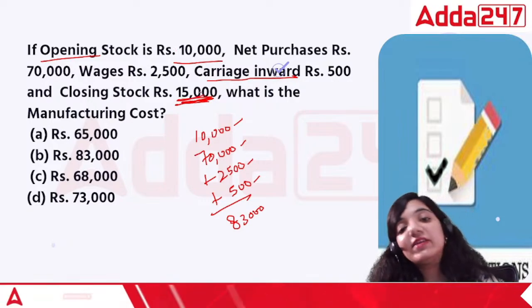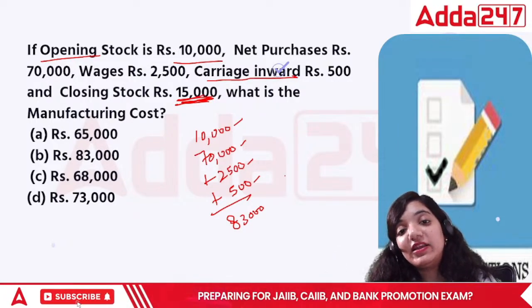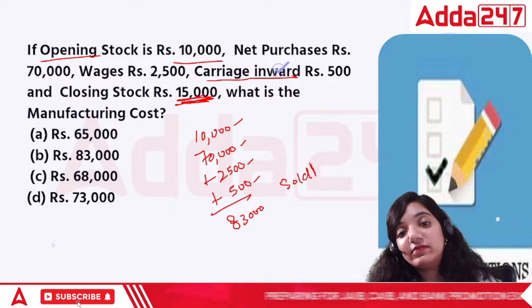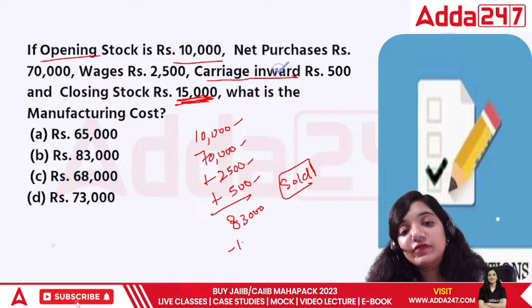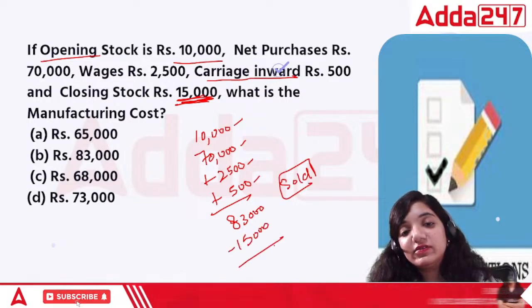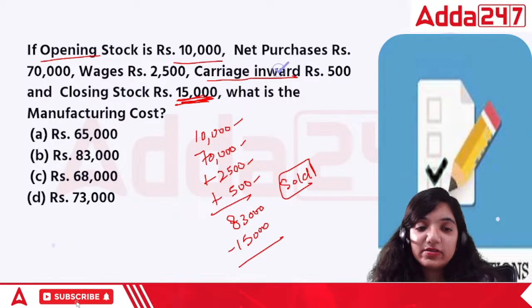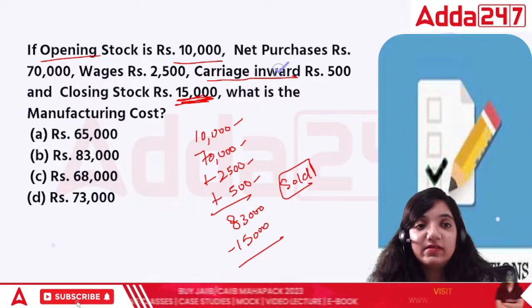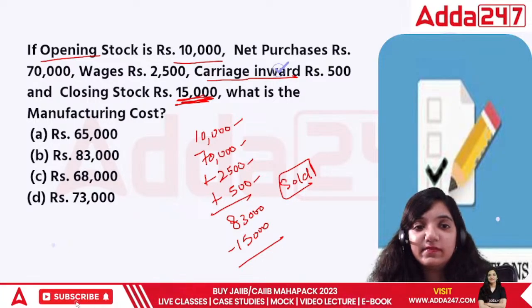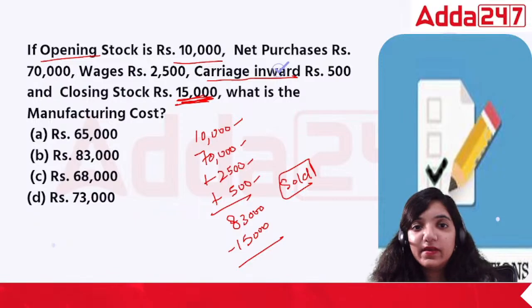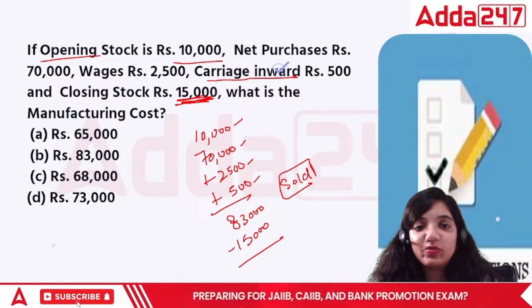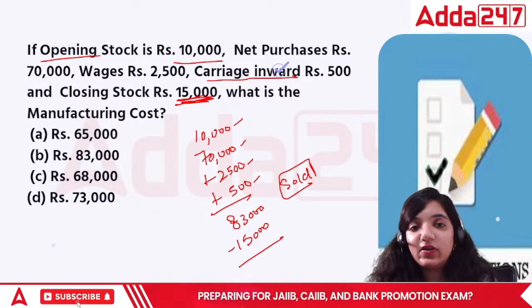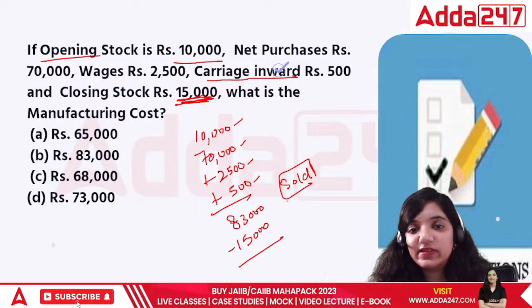This means the remaining has been done with what? The remaining amount has been sold. So 15,000 is sold. So it is going to be what? 83 minus 15. Right? So in this case, what would be the value? The cost that we are incurring is 68,000.